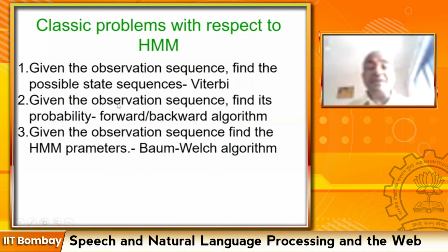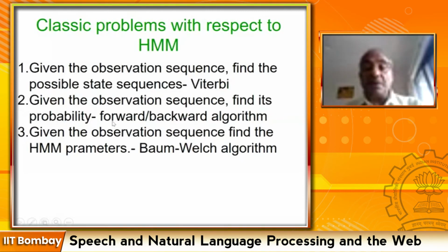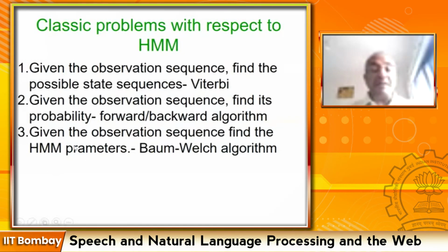The next question is, given the observation sequence, find its probability. Again, a very famous algorithm called the forward or backward algorithm. And the third question is, given the observation sequence, find the HMM parameters. The parameters are nothing but transition probabilities and emission probabilities. So these are the three questions.